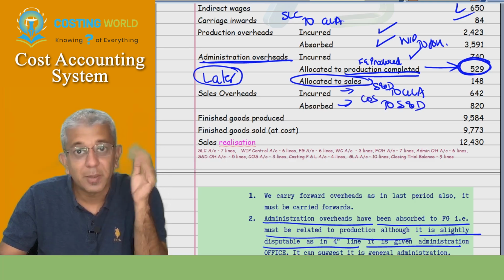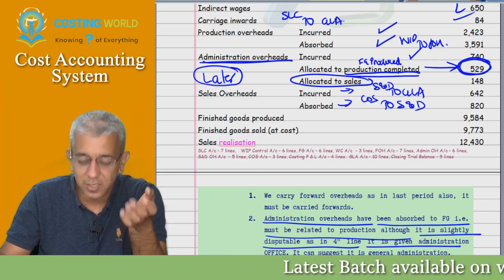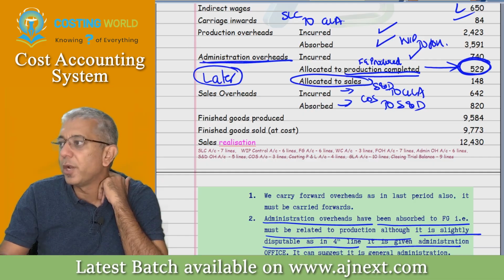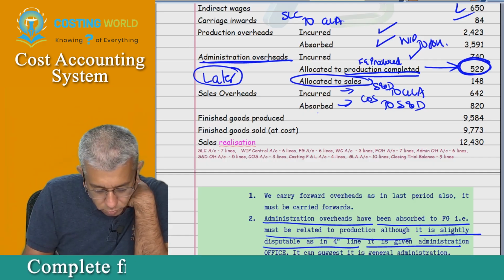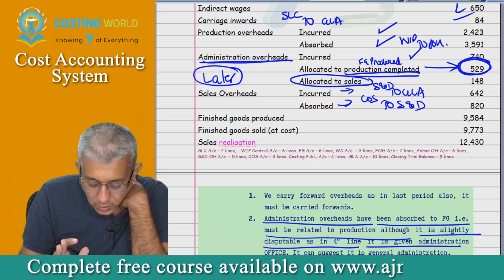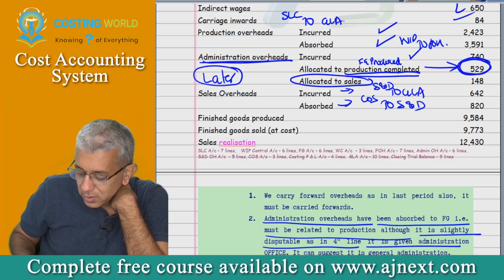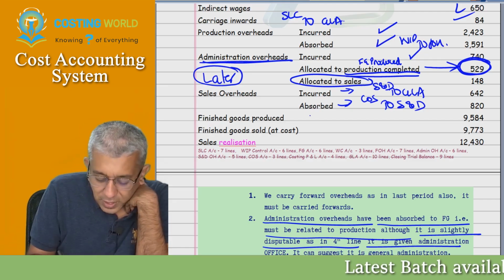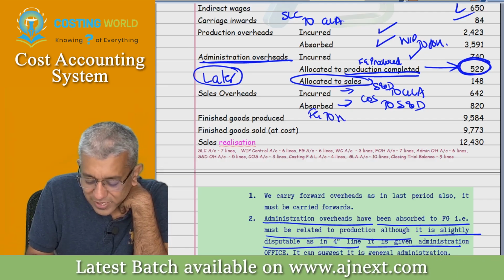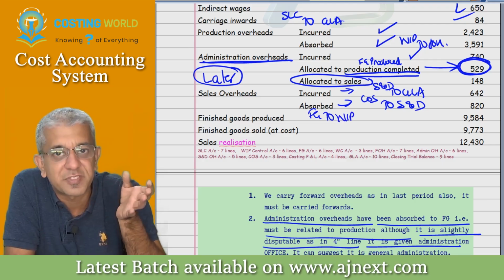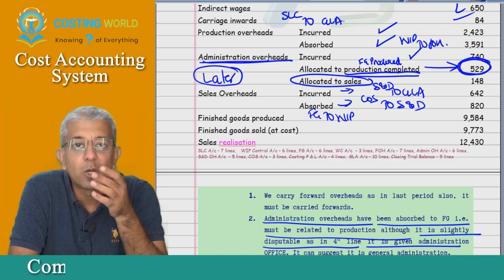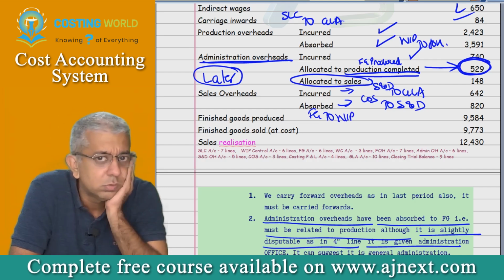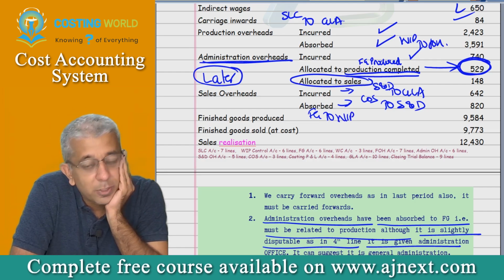You all at least try to speak about the last three entries. Finished goods produced. We did that in the previous two questions also. Finished goods produced, entry will be? Finished goods account debit to WIP. Goods are going out of the factory because they are produced. They go out of the factory to the finished goods warehouse. So the entry will be FG to WIP. Yes, sir.